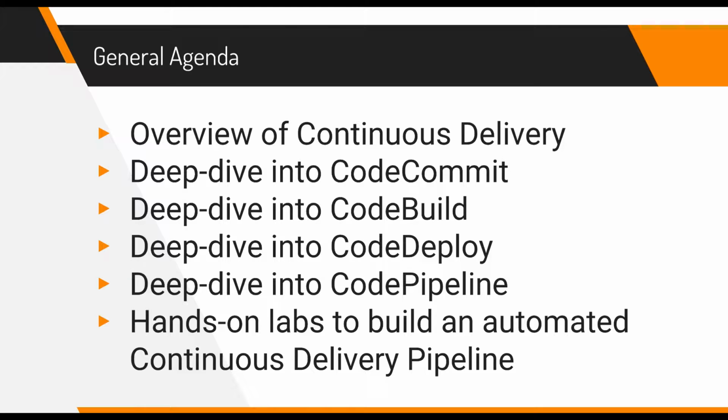The structure and agenda of our course is that we will go through an overview of continuous delivery, definitions and background, why do we need it, and then we will take a deep dive into the 4 services that collectively build up the stack of continuous delivery services in AWS platform. These are CodeCommit, CodeBuild, CodeDeploy, and CodePipeline.